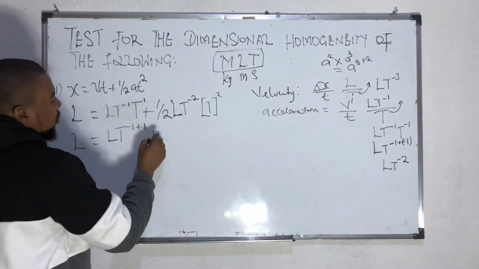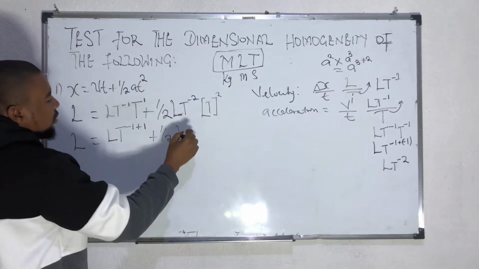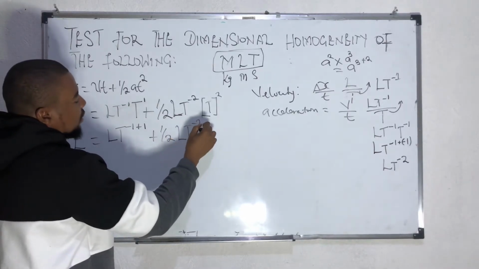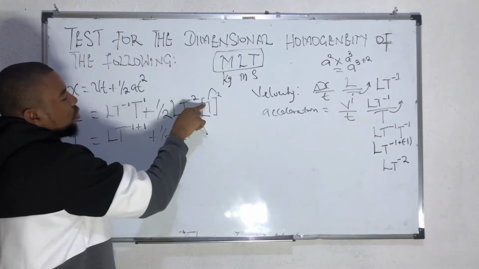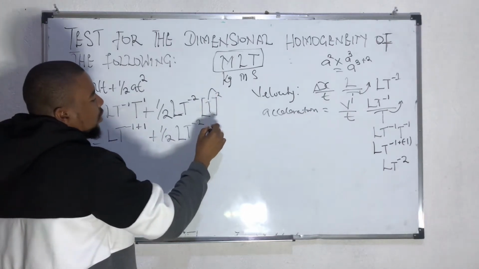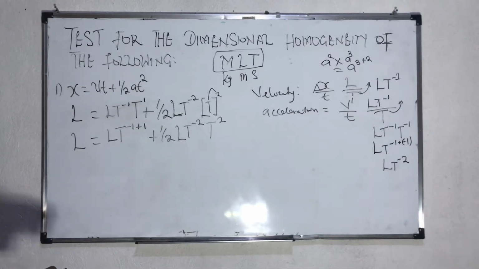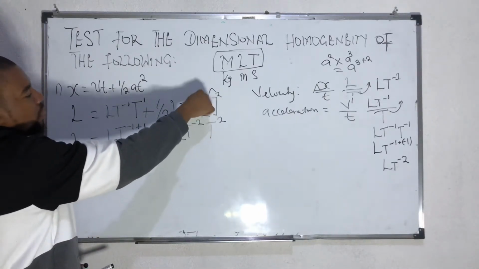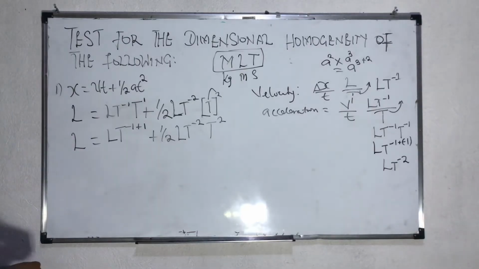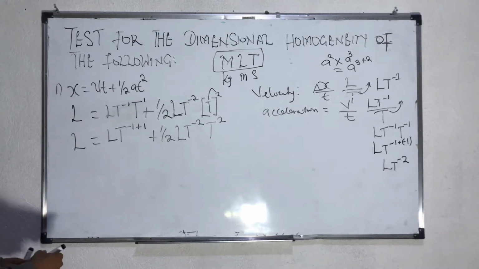Next up, we have plus half. Okay, here we have LT to the power negative 2. So if you distribute this 2 across what's in the bracket, we shall now have t to the power 2. Okay, now you also need to know that if there were other terms in this bracket, this 2 will be distributed across everything in that bracket, provided they are just multiplying and not adding or subtracting.